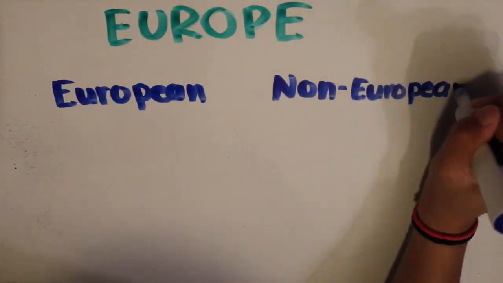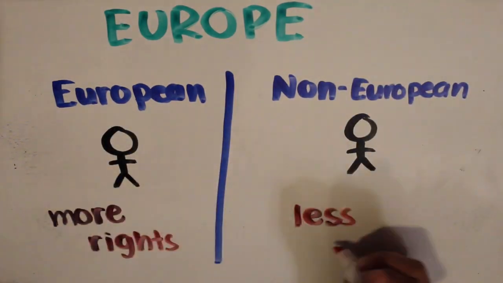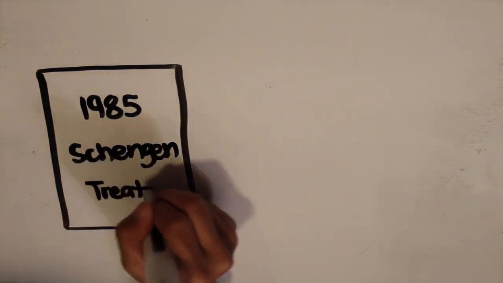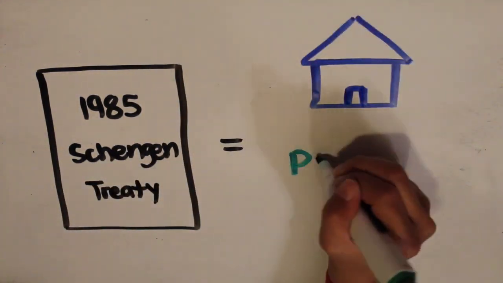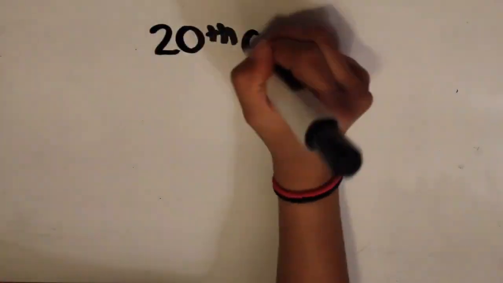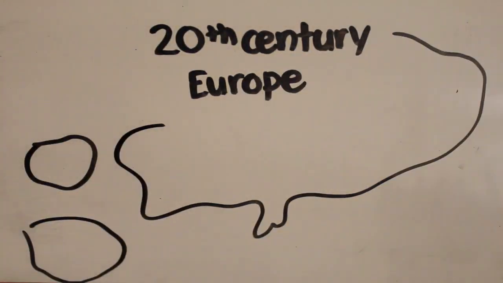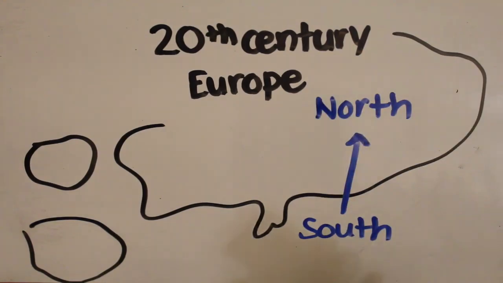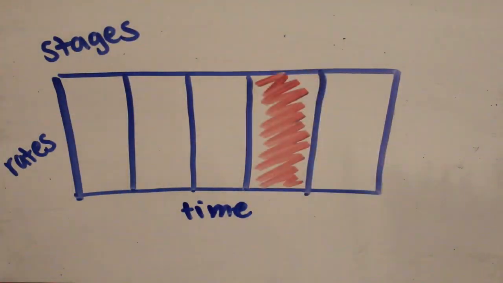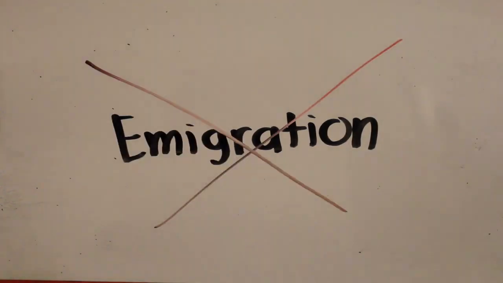In Europe, however, Europeans have more rights than non-Europeans. The 1985 Schengen Treaty allows each citizen the right to live permanently, own property, and have a job. The largest flow of migration in Europe during the 20th century is from south to north. Migration became easier for Europeans than non-Europeans. Most European countries are in stage 4 of the demographic transition, which means immigration is not really needed.